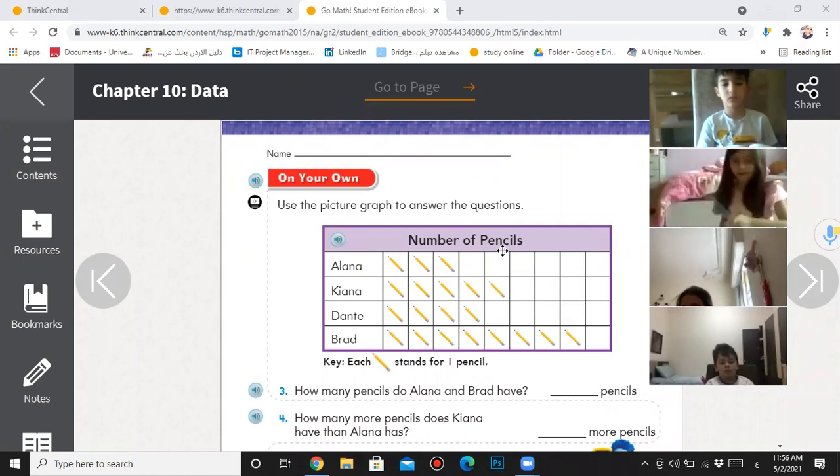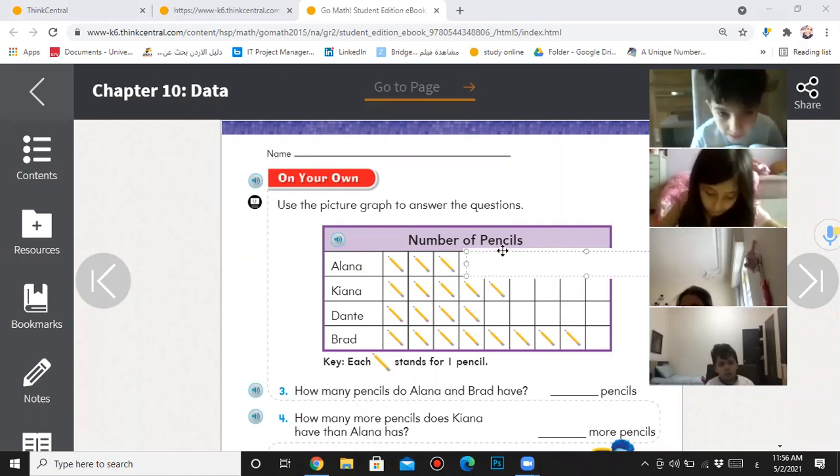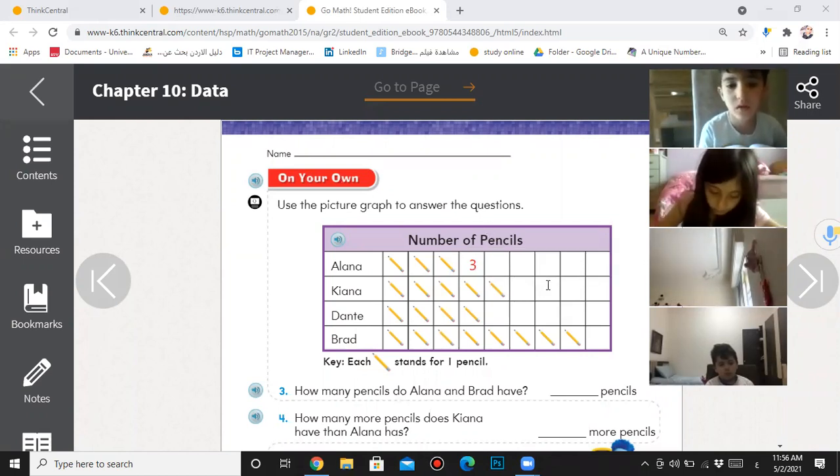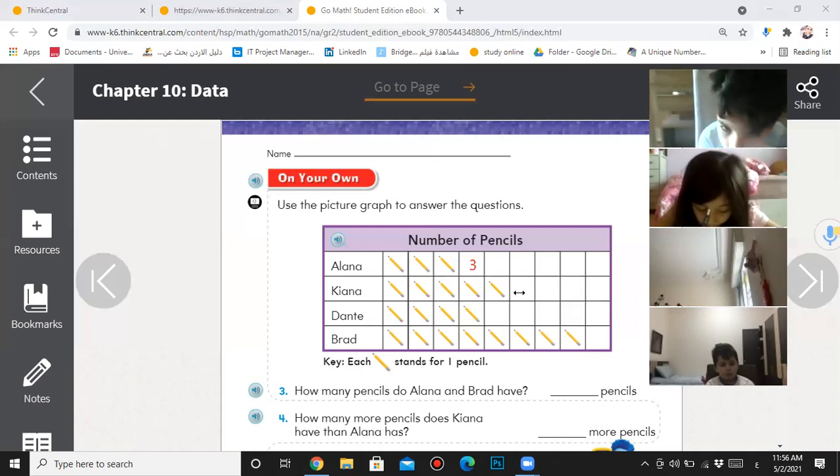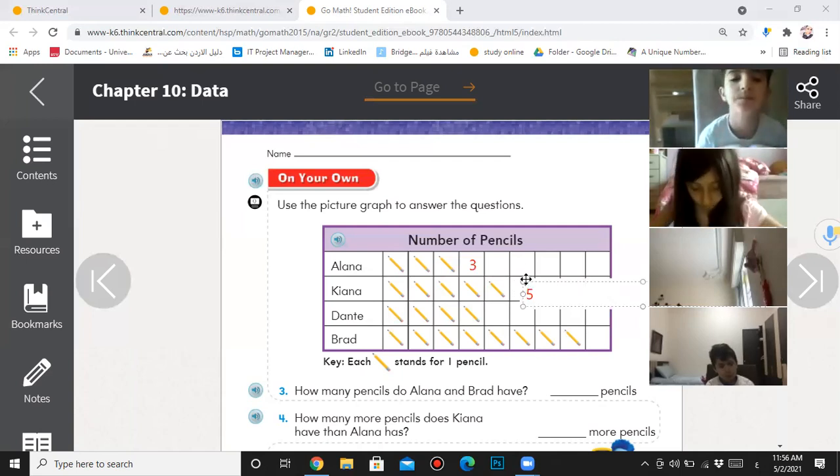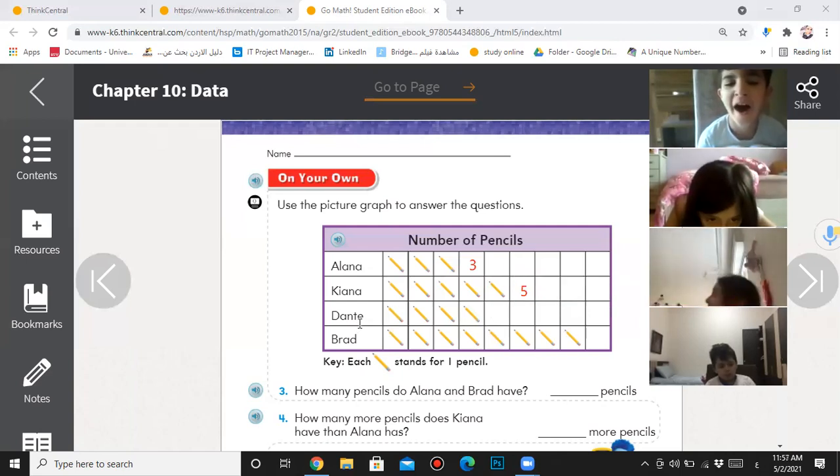Yes, Ahmed. Alana has three pencils. What about Kiana? How many pencils? Yeah, Ahmed. Five, thank you. What do you think about Dent? How many pencils does Dent have? Four. Four, great job.